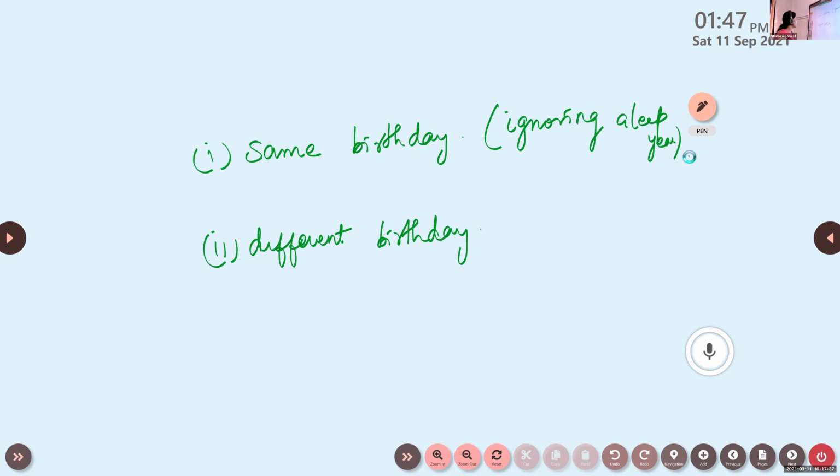What is asked? Probability of having the same birthday. What will be the answer if they are getting the birthday on the same day? 1 by 365. Yes, same birthday means it is 1 by 365. Different birthdays means what you can do? You take the complement, isn't it? Different means it is same as 1 minus 1 by 365, not same, which is same as 364 by 365. Different birthdays means it is not same, so we can subtract it from 1 and write 364 by 365.